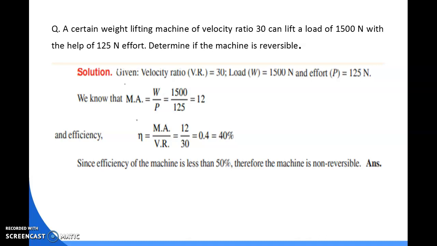So here the value of efficiency is 40%, which is less than 50%. That's why this lifting machine is non-reversible in nature. That means this is a self-locking type of machine, not reversible.